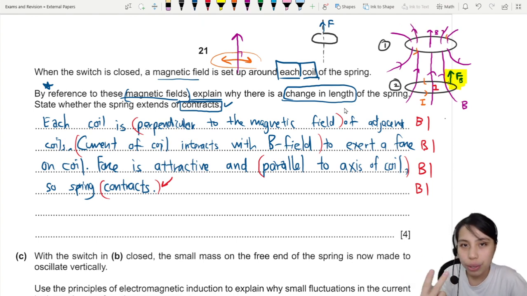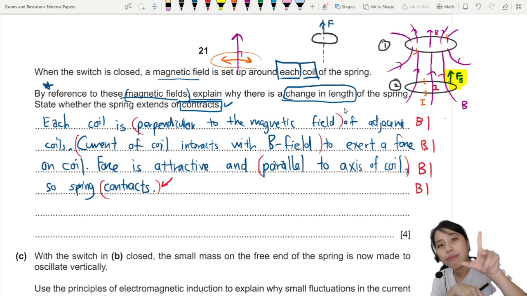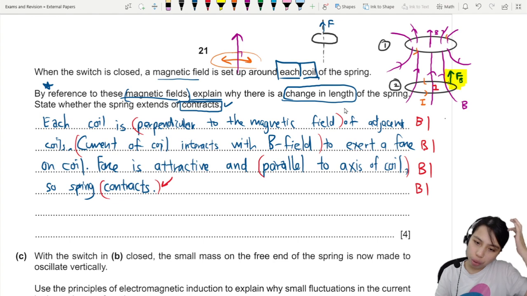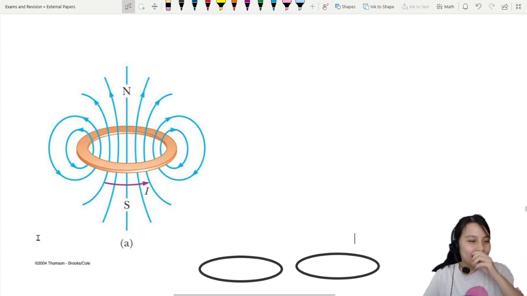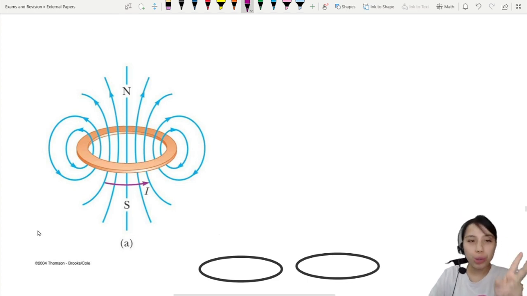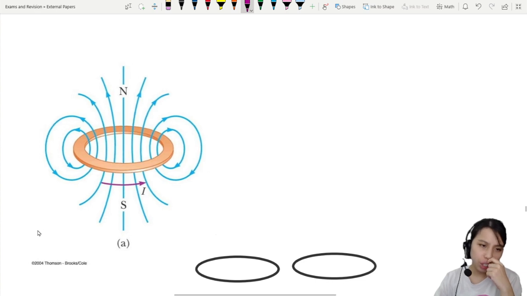The second method, you will see this also in the mark scheme, is a bit more tricky. It involves Fleming's left-hand rule. So I'm going to go over to a picture that I made, or rather a picture I found on the internet. Just Google and find. Okay, so this is method number 2 if you want to explain what's happening. This one is a little bit more strange.